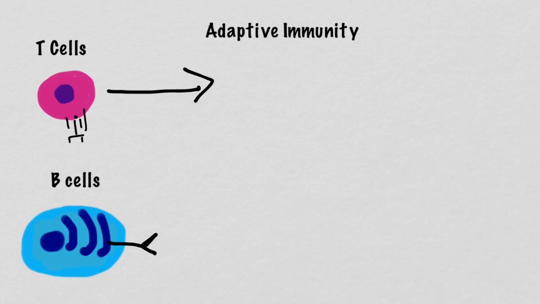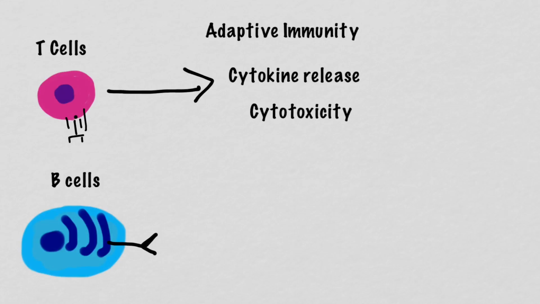So if you're a CD4 positive T cell, you're probably going to differentiate so that you're able to release cytokines, which will inform the type of immune response that we'll make against any pathogen. If you're a CD8 positive T cell, on the other hand, you'll become a cytotoxic T cell, which does literally what it sounds like. It basically kills cells that are intracellularly infected with pathogens.